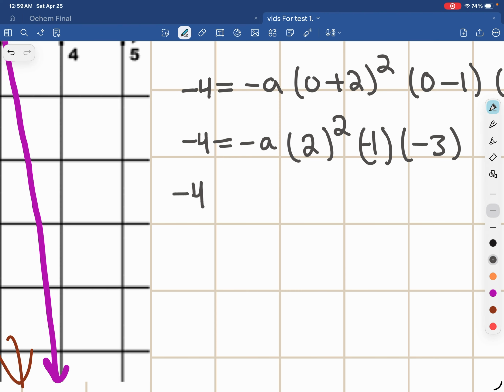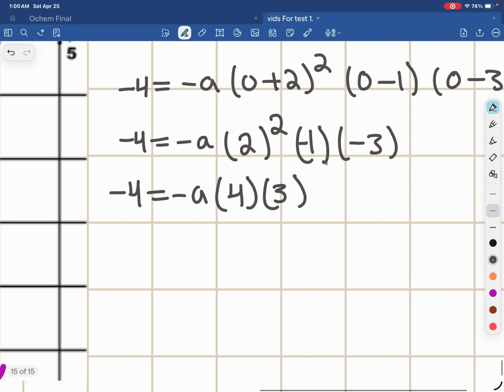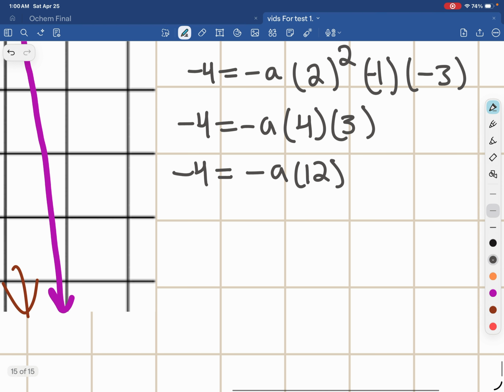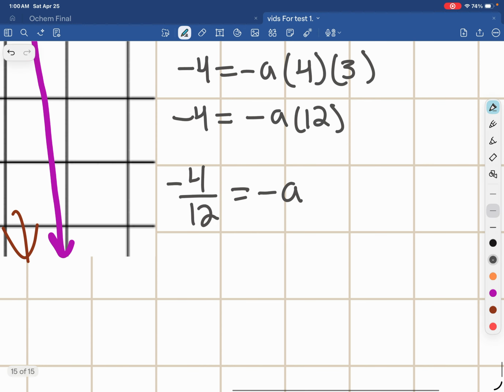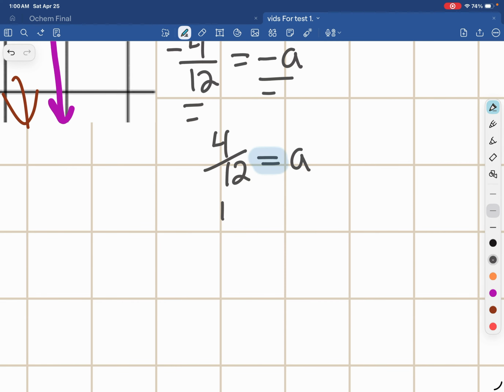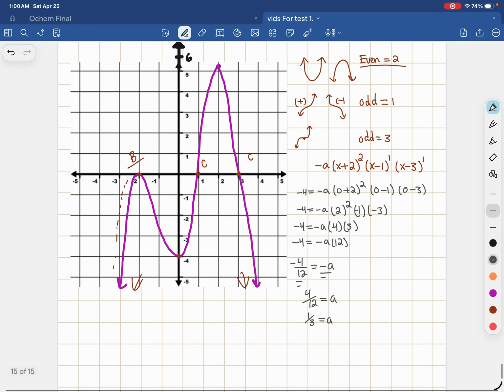Let's elaborate further. So 2 squared is 4, and 4 times negative 1 times negative 3 gives us 12. So we have negative 4 is equal to negative a times 12, and divide by 12, so we have negative 4 divided by 12 is equal to negative a, divide by negative, divide by negative. So we still have 4 12ths is equal to a. We can condense that to 1 over 3 is equal to a, and that term will still stay negative because we're dealing with a negative graph or negative version of an even graph.